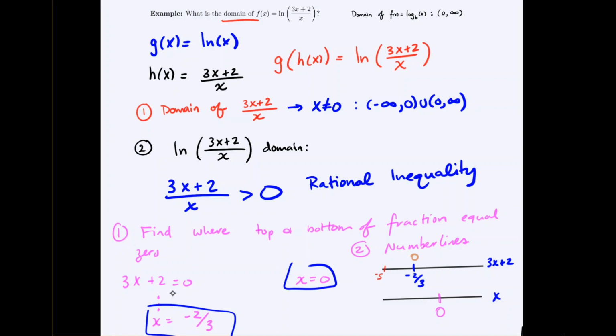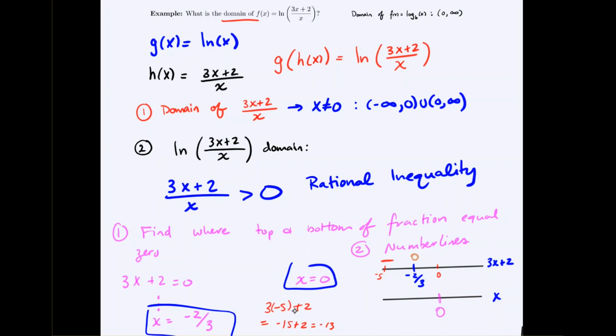We're going to plug negative 5 into the equation, so 3 times negative 5 plus 2, that would be negative 15 plus 2, negative 13. We don't really care what it is, but we do care that it's negative. So that means this whole section before negative 2/3 contributes a negative output if you plug it into the equation 3x + 2. Picking a value to the right, we could actually pick the value 0, that's to the right.